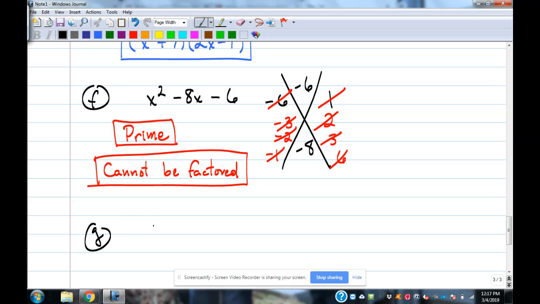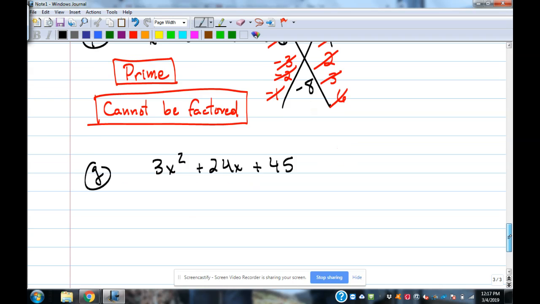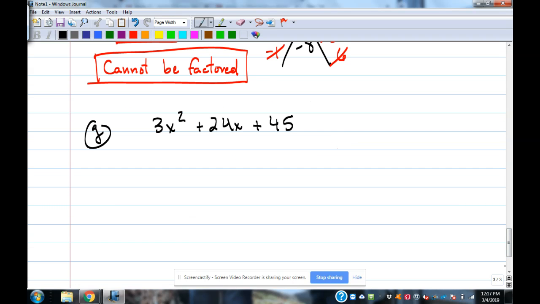Let's do this one: 3x squared plus 24x plus 45. So fairly large numbers there. And that sometimes can make it difficult, but we've got to keep in mind it's in descending order. Good. What's the next thing? Greatest common factor.